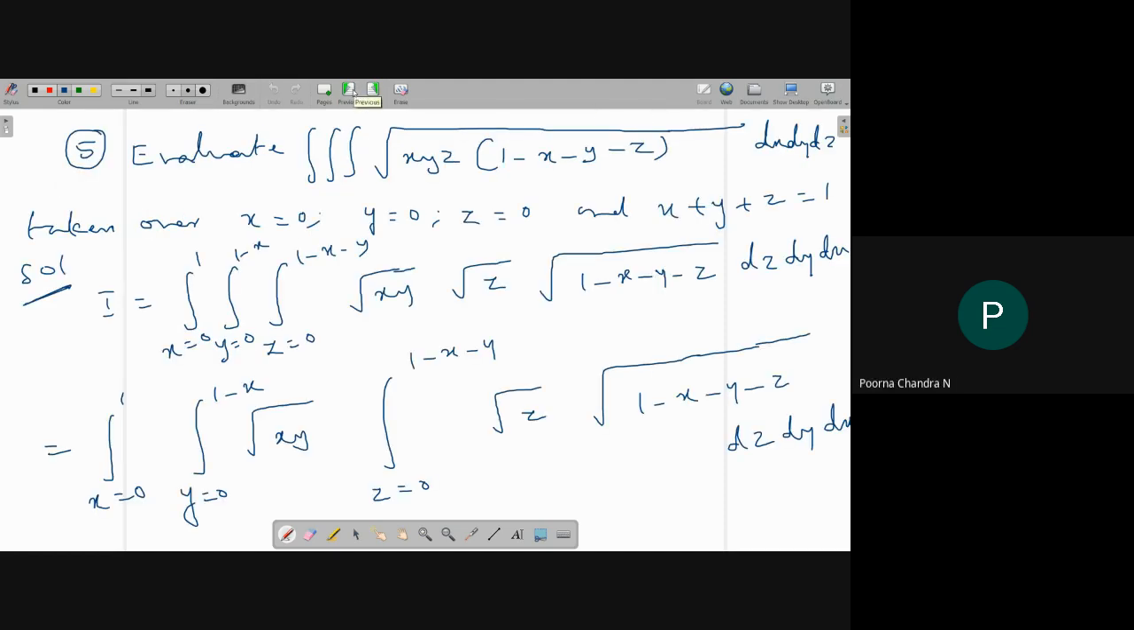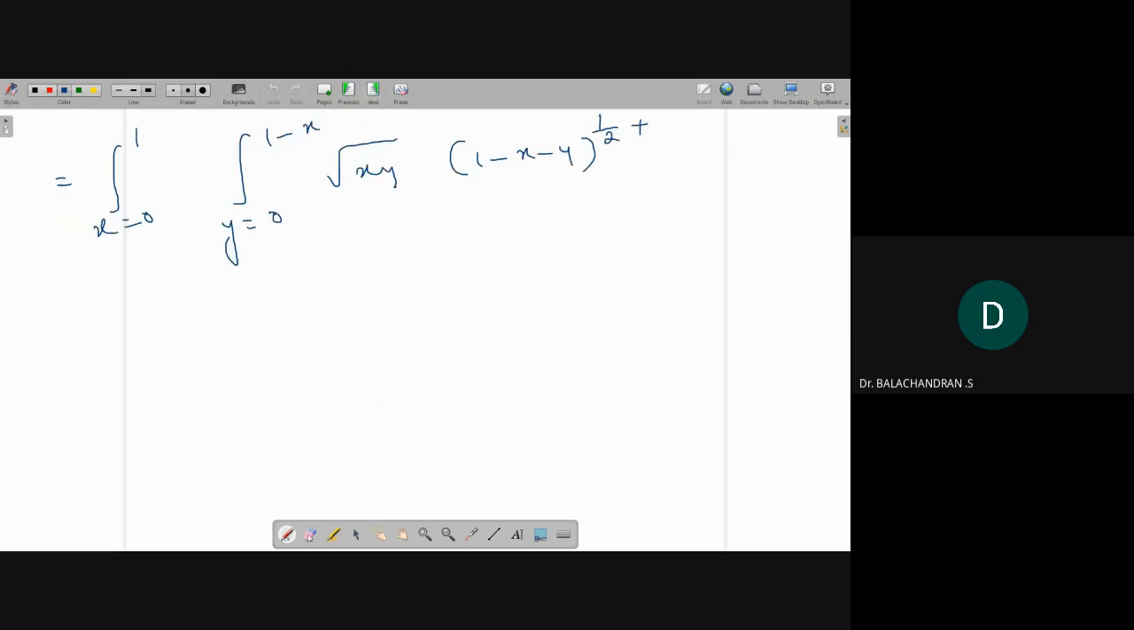Sir, m is equal to 3 by 2. What is n? 3 by 2. Yeah, so 3 by 2 plus 3 by 2 minus 1, beta of 3 by 2 comma 3 by 2, into dy into dx.